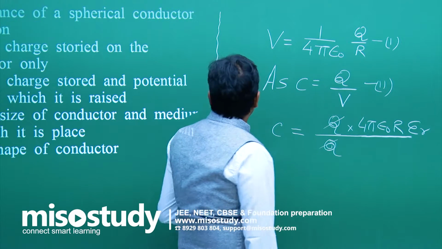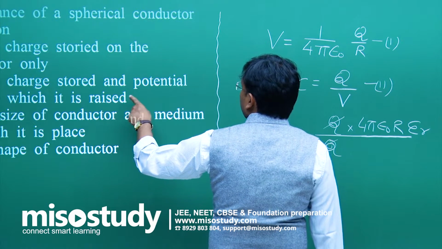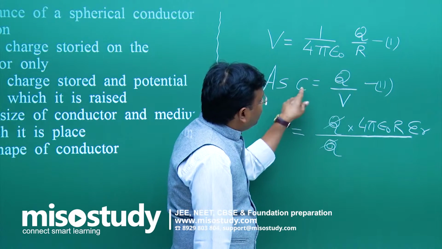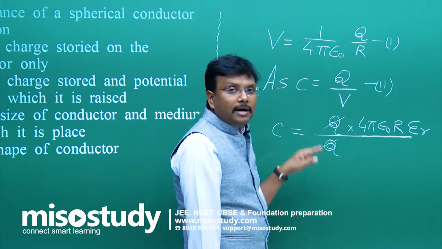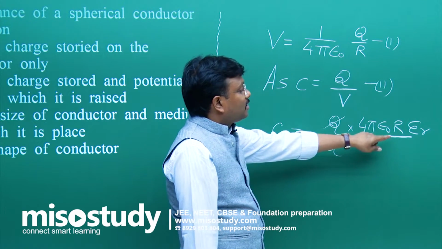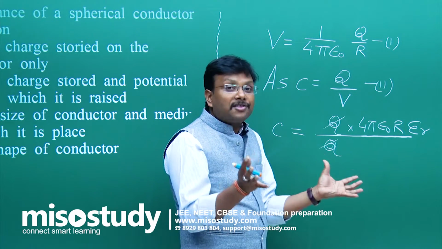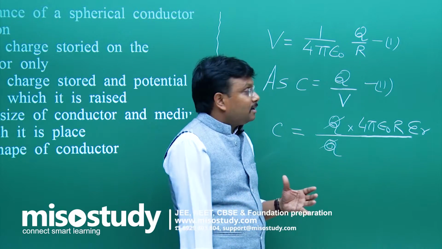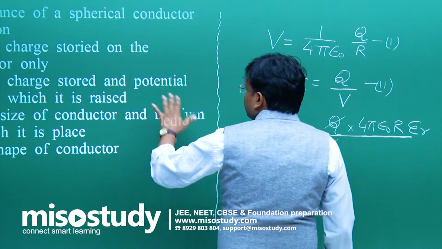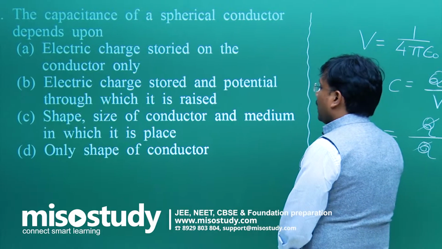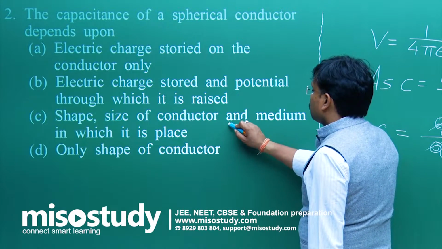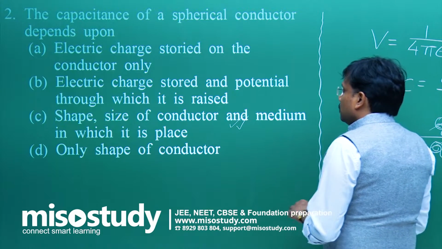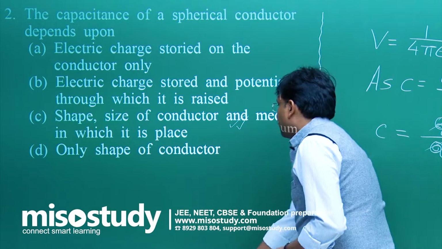Fine. So now if you talk about electric charge stored and the potential through which it is raised, it is not like C depends only upon Q and V, but C also depends upon radius, meaning the size, and also depends upon relative permittivity. So that's why option B is not the correct one. Shape, size and medium in which it is placed. So this one is the correct answer. C is the correct answer.